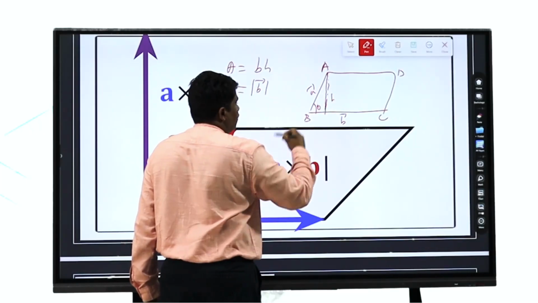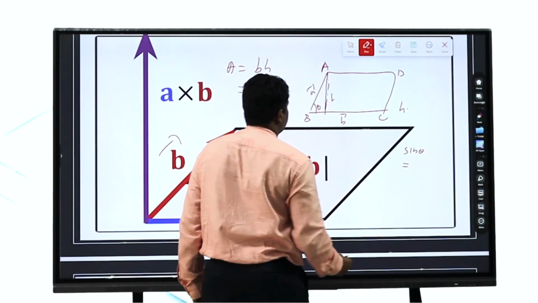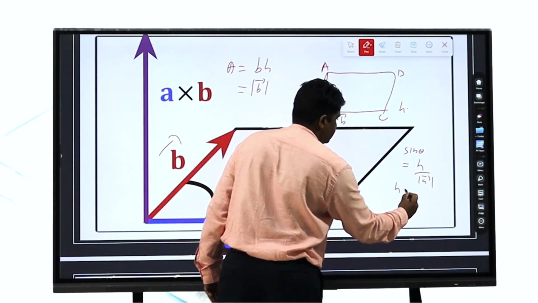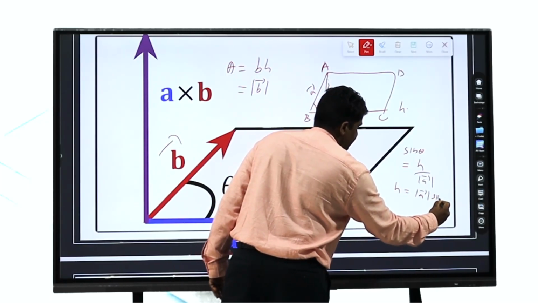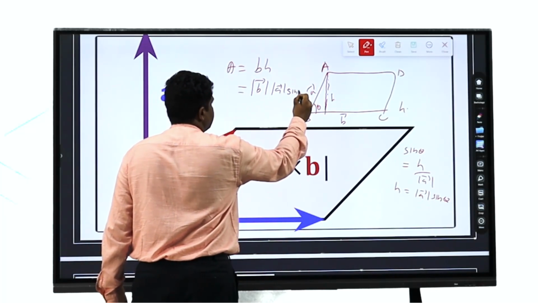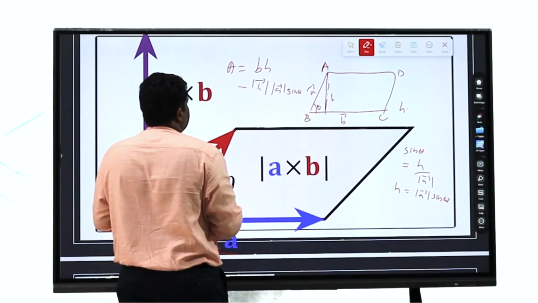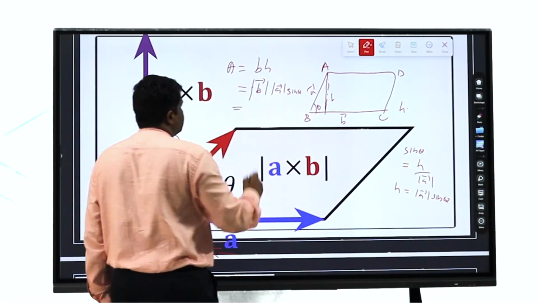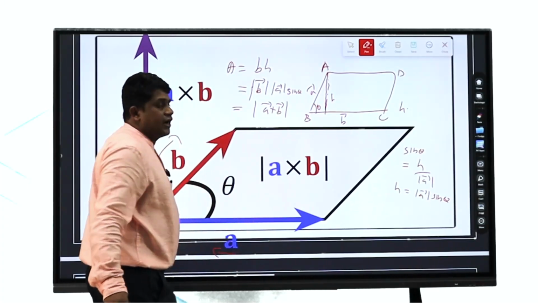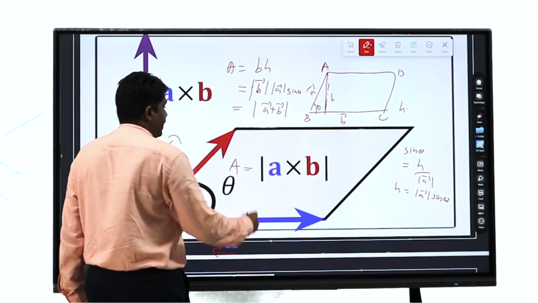H is this length. We have sine theta is equal to the opposite side, that is H, by the hypotenuse, that is the magnitude of A, which gives H equal to magnitude of A into sine theta. We can substitute for H the magnitude of A into sine theta. So if A and B are adjacent sides of a parallelogram, the area of the parallelogram is given by the magnitude of A cross B.